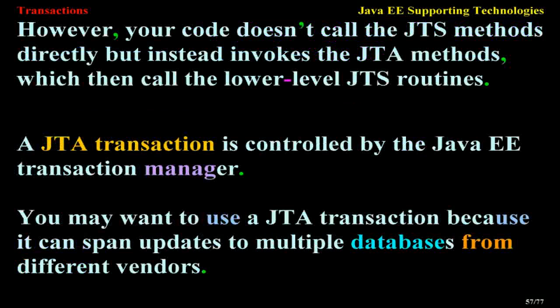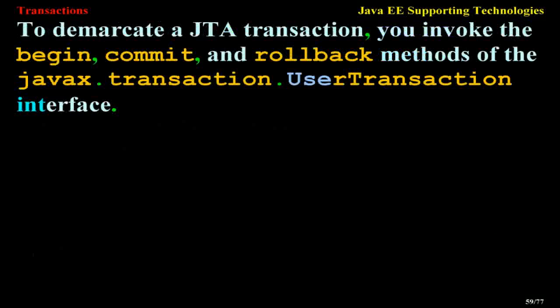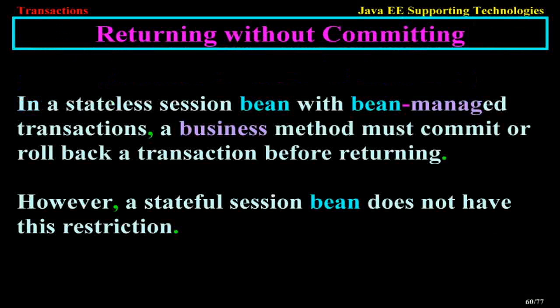You may want to use a JTA transaction because it can span updates to multiple databases from different vendors. A particular DBMS's Transaction Manager may not work with heterogeneous databases. However, the Java EE Transaction Manager does have one limitation. It does not support nested transactions. In other words, it cannot start a transaction for an instance until the preceding transaction has ended. To demarcate a JTA transaction, you invoke the begin, commit, and rollback methods of the javax.transaction.UserTransaction interface.